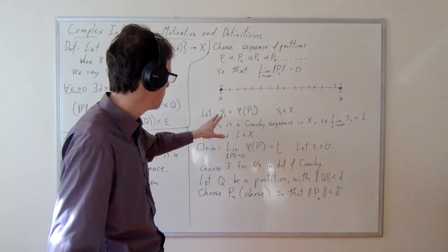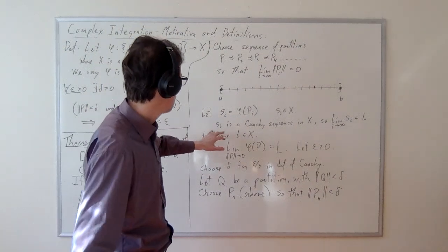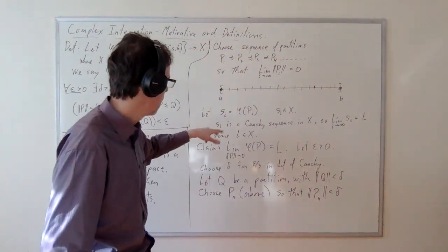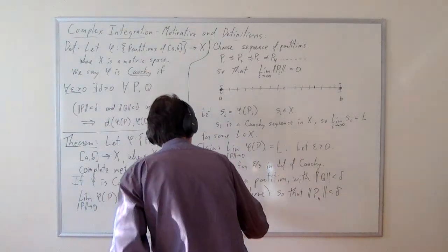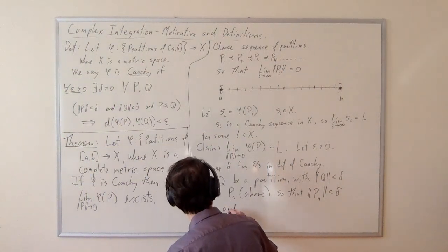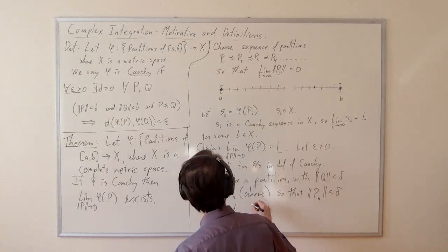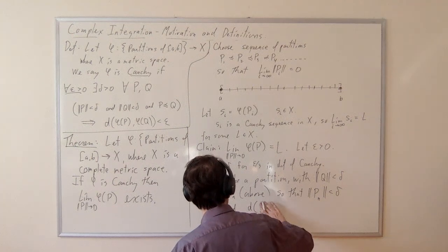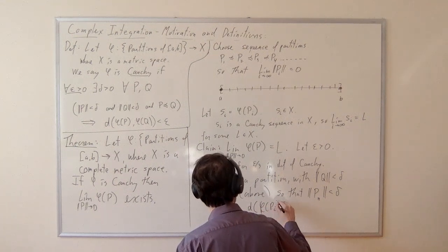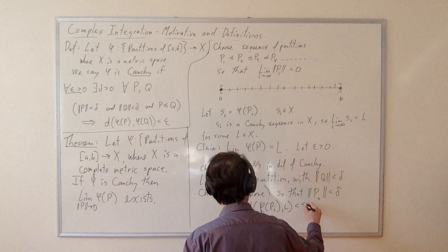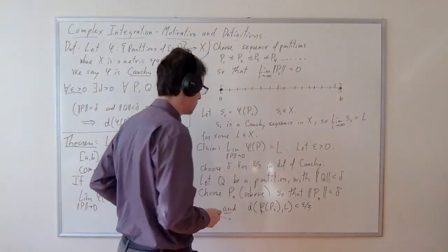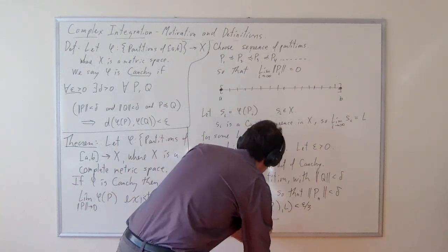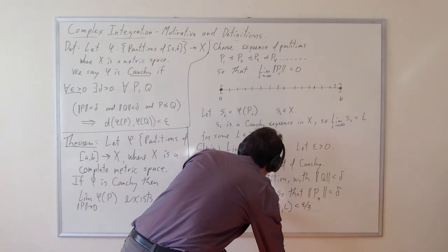So let me say, furthermore, that the distance between phi of Pn and L will be less than epsilon over 3. So the distance between phi of Pn and L will be less than epsilon over 3. So I got two conditions here, and that should be a Pn. I got two conditions that I'm trying to simultaneously impose on this Pn.